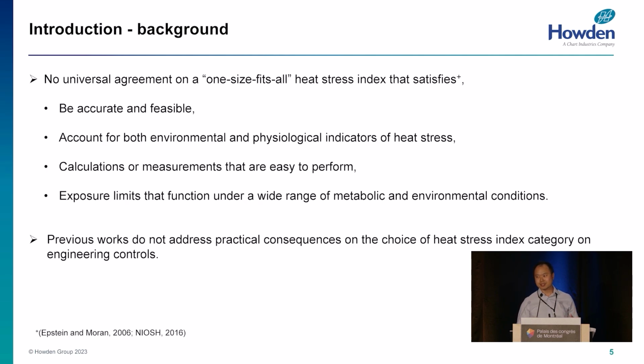So the subject of heat stress indices is kind of difficult. In industry, there's no universal agreement on which one is best. And the reason for this is, in order for it to be considered universal, an index must satisfy these four constraints. They have to be both accurate and feasible. They must account for both environmental and physiological indicators of heat stress. If it requires any calculations or measurements, they have to be easy to perform, as well as the index's exposure limits must function under a wide range of metabolic and environmental conditions.